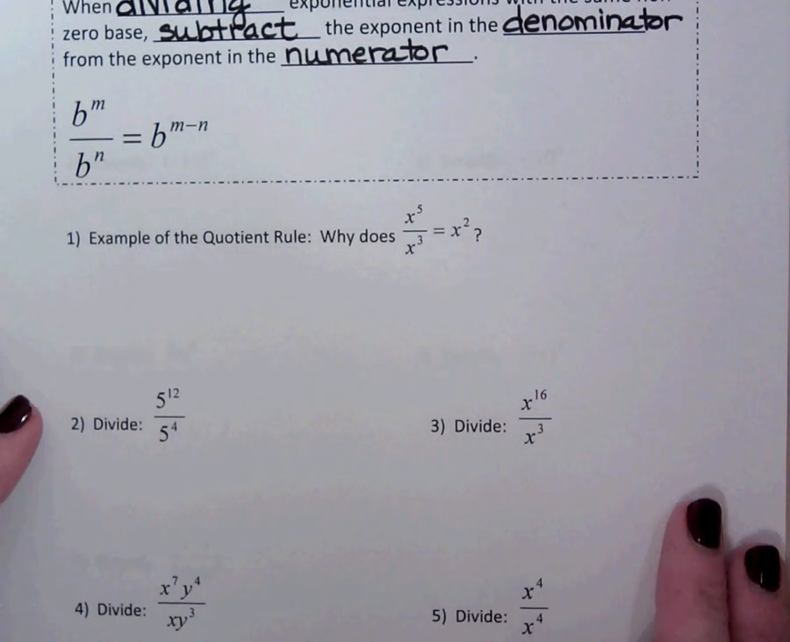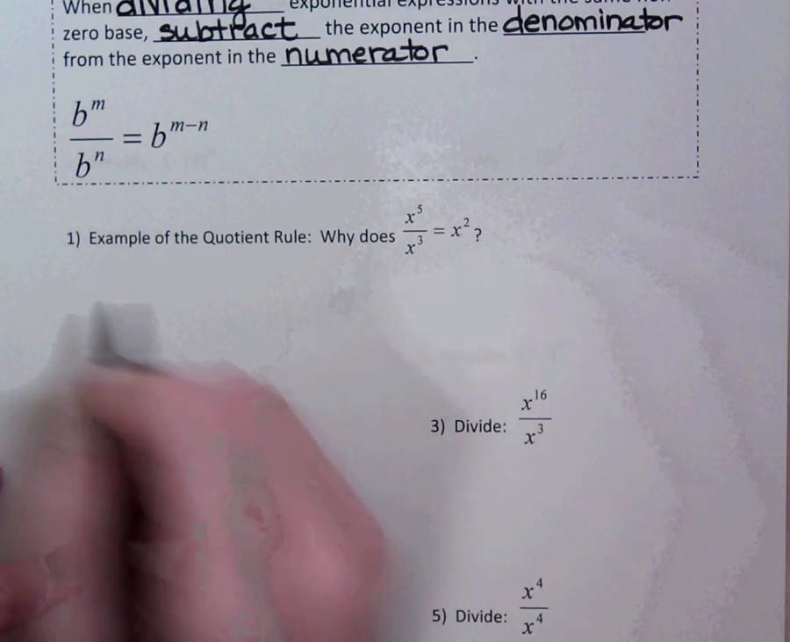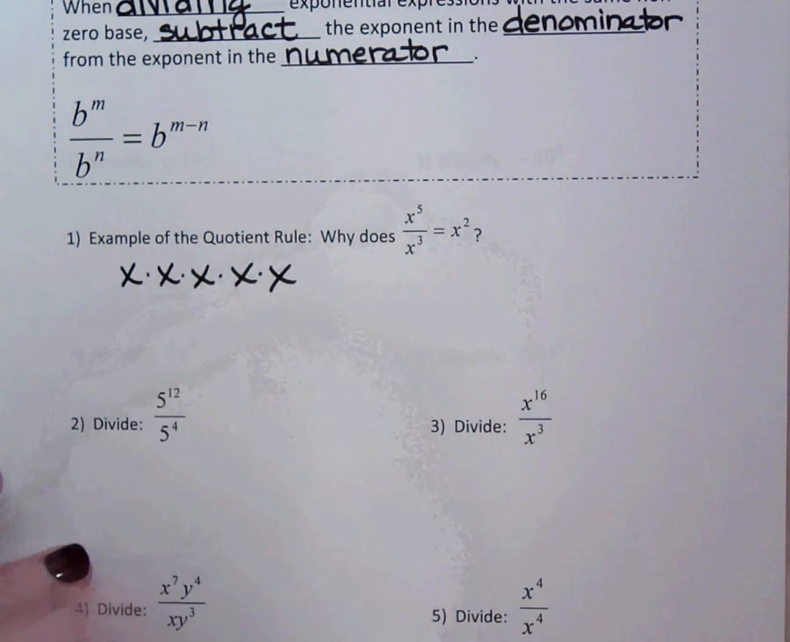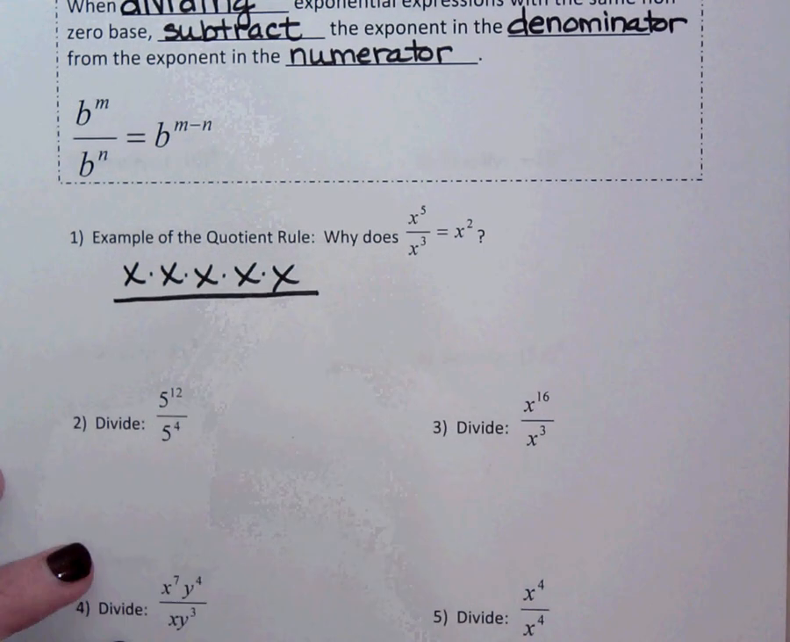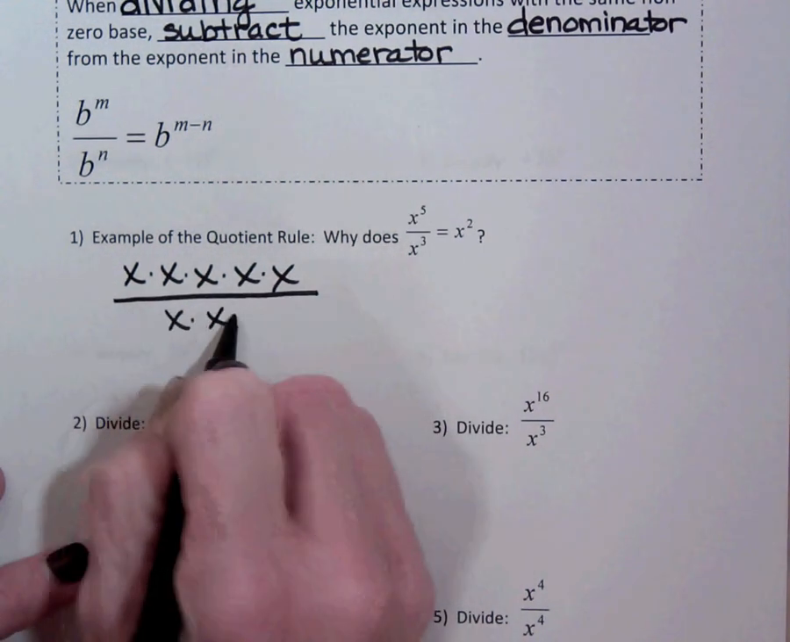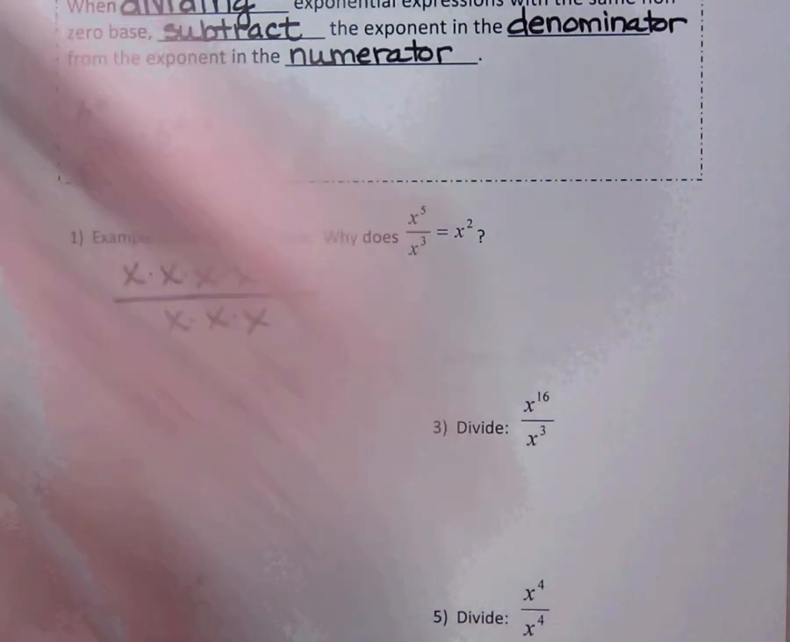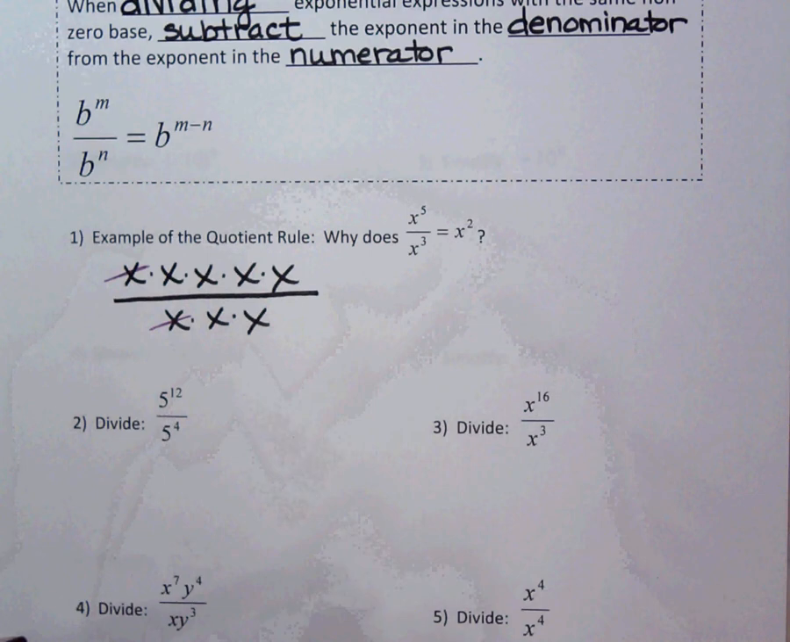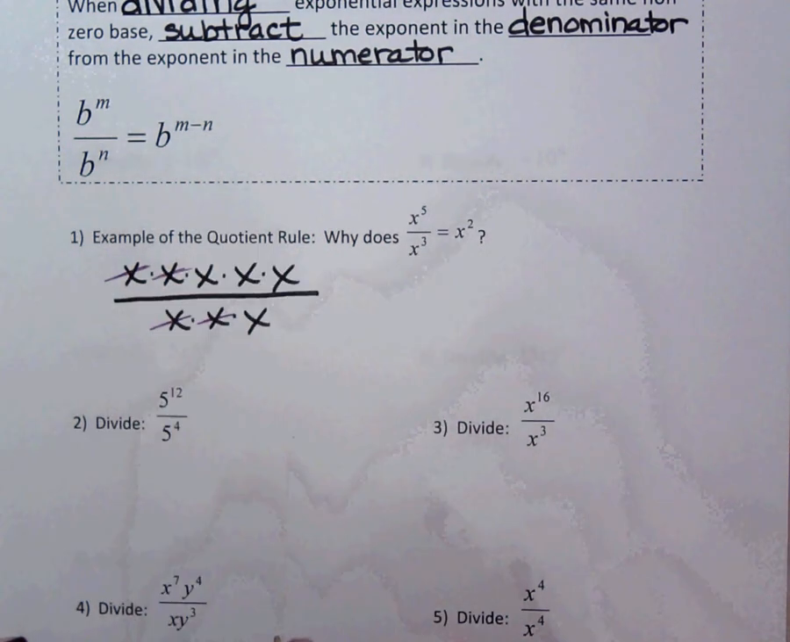So we have x to the 5th over x cubed. And I want to know, why does that come out to be x squared? If I have x to the 5th in my numerator, I have 5 x's being multiplied together in my numerator. Now, if I have x cubed in my denominator, that's x times x times x. If there's an x in the numerator and an x in the denominator, they divide out to be 1. So that's 1 over 1.